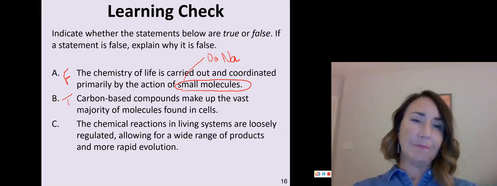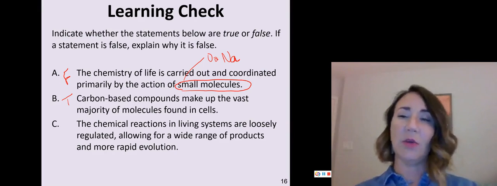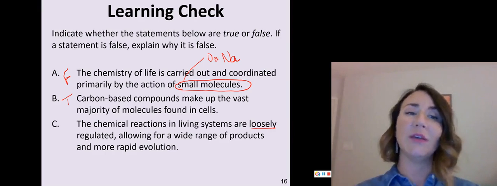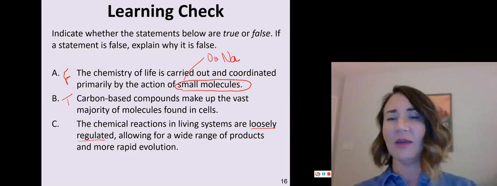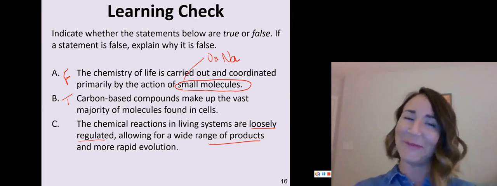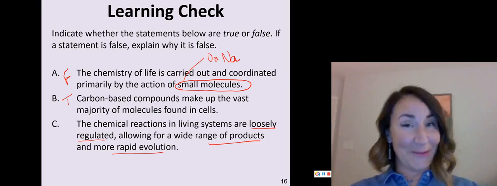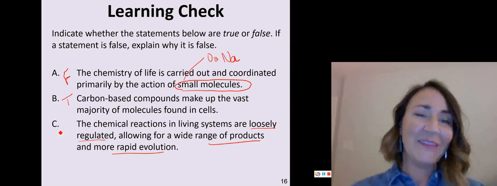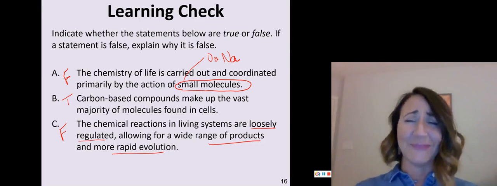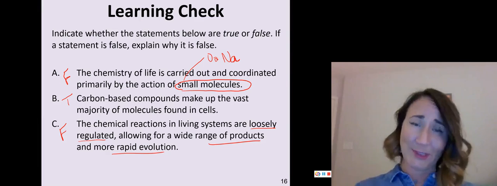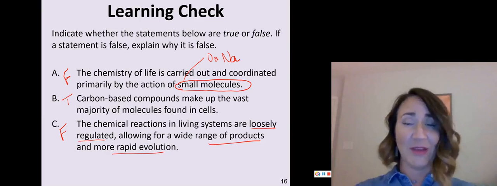So part C. The chemical reactions in the living system are loosely regulated. And so I'm going to underline loosely regulated, allowing for a wide range of products. You know, anything can come out and more rapid evolution. So this is definitely false. And a key term is the fact that it's loosely regulated. So cellular respiration has very specific enzymes at very specific parts. And we know what products come out. We don't have random products.